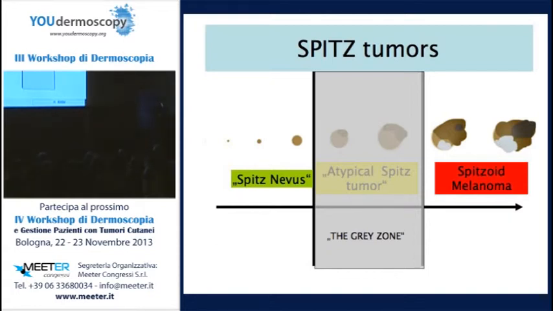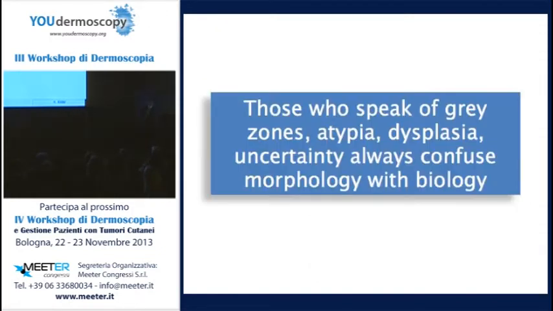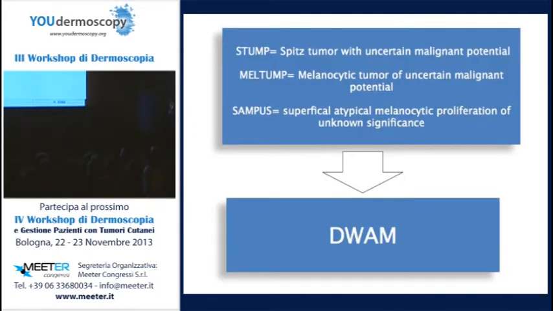What does it mean again? It does not mean that there is a biologic uncertainty. It again means that the pathologist is not sure what it is. Is it a nevus or is it a melanoma? He doesn't know, or she doesn't know, and now she calls it atypical Spitz tumor. The problem is that the gray zone, again, is a morphologic gray zone and not a biologic one. And again, those who speak of gray zones usually confuse morphology with biology.